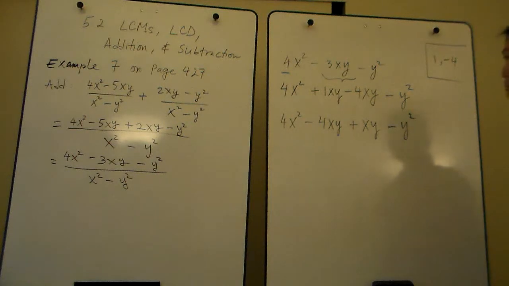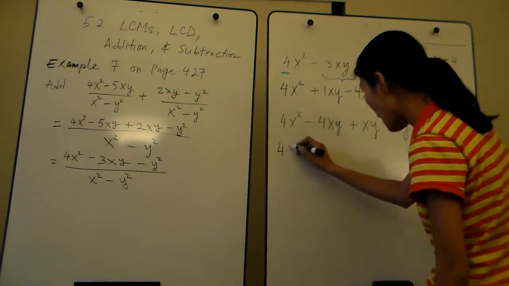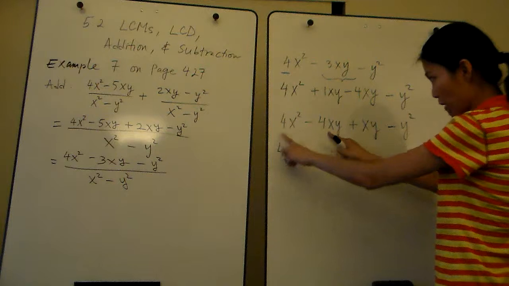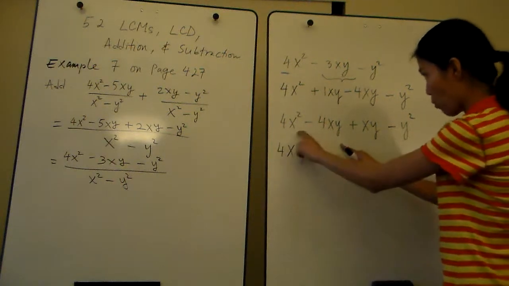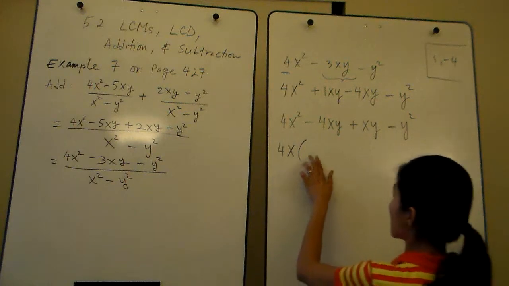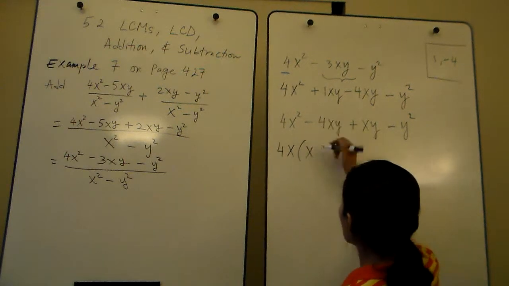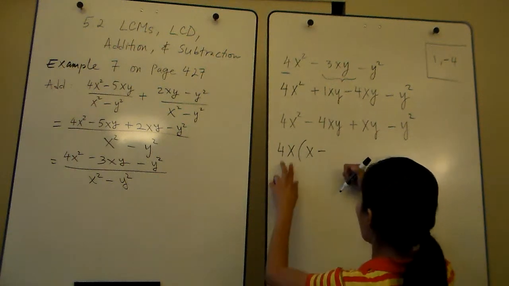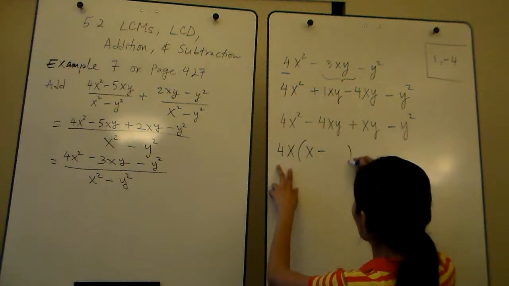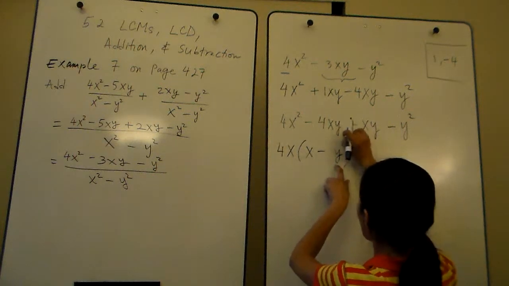Alright, let's factor out the common factor. For these two terms, the common factor is 4 times x, right? For 4 and x squared, the common factor is x, and there's no y, so you cannot factor out y. So now, 4x times what equals 4x squared? x, right? Then subtract, 4x times what equals 4xy? Got to be y, right? So 4x times y is 4xy.